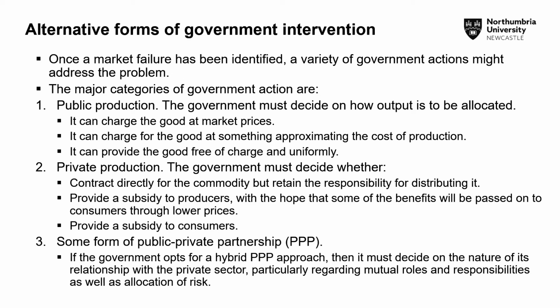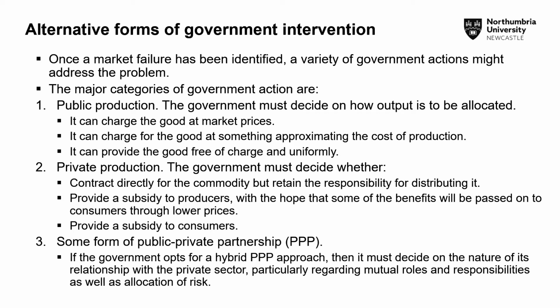So once we've identified that there is a market failure, we have to decide what type of government action is required. The major categories of government action are as follows. First of all, we have public production. The government must decide how output is to be allocated. In this example, this would relate to the defense force. In other words, government would provide defense and will provide it for free.